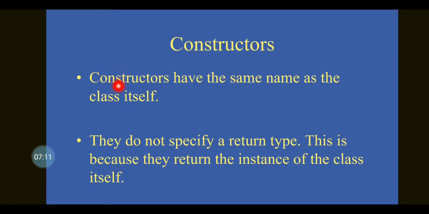Constructors have the same name as the class itself. They do not specify the return type. So we have to note that important concept: the constructor does not have any return type. The reason behind this is that they return the instance of the class itself. As the constructor returns the instance of the class itself, the constructor does not specify any return type.